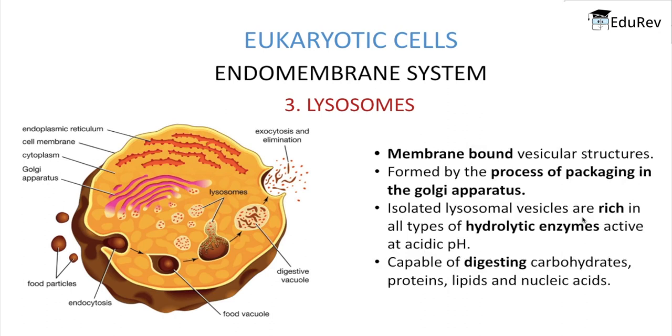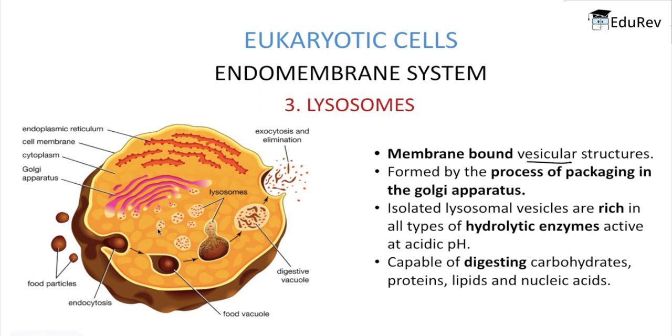So these lysosomes are membrane-bound vesicular structures, means they are present in the form of vesicles, as you can see here, the structure of lysosomes inside the cytoplasm. Now these are formed by the process of packaging in the Golgi apparatus. Here you see that after the vesicles come to the maturing face, that is trans face, other than the transportation of proteins and lipids, the lysosomes are also formed through the Golgi apparatus.